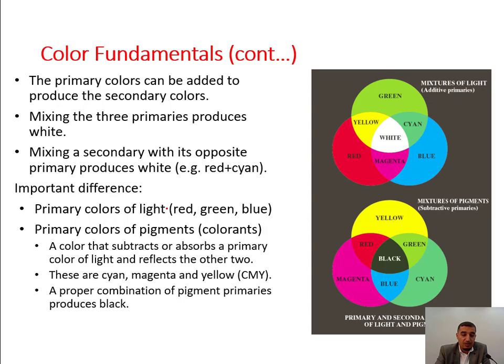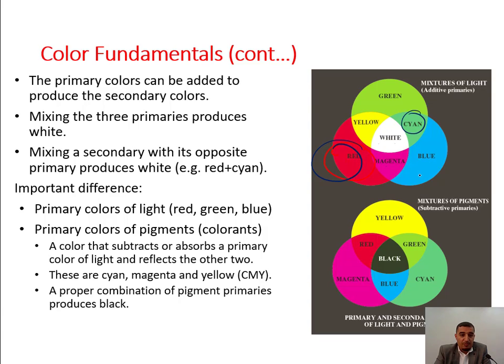So the primary colors can be added to produce secondary colors. Mixing the 3 primary colors will give us white. Mixing a secondary color with its opposite primary color also produces white. For example, red plus cyan. Here is red and here is cyan. If we add cyan plus red, it will give us white. If we add blue plus yellow, it will give us white. If we add green plus magenta, it will give us white.